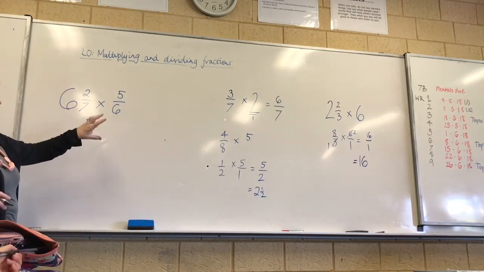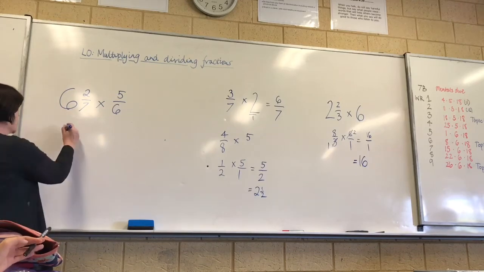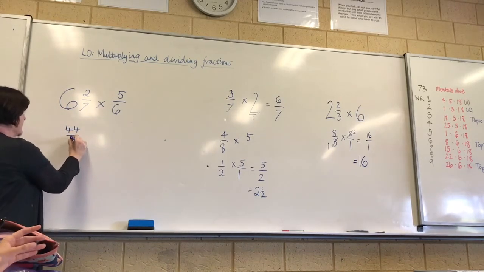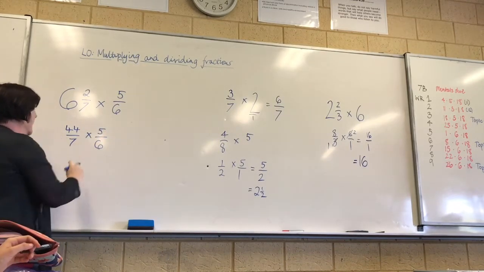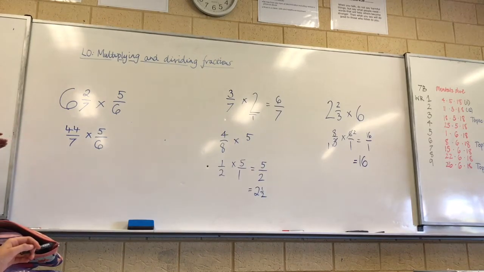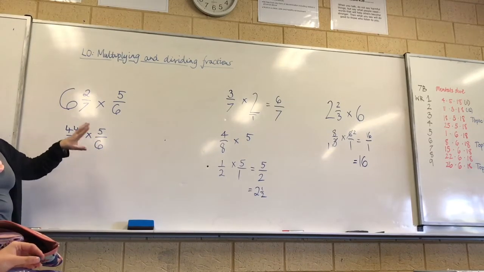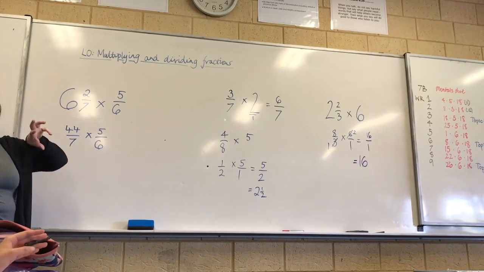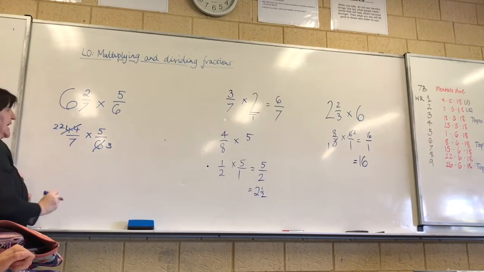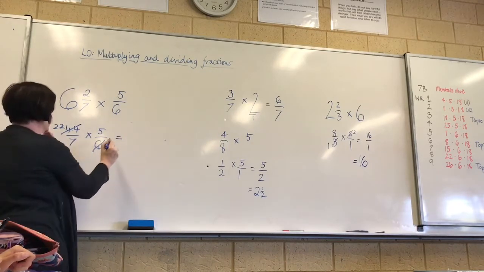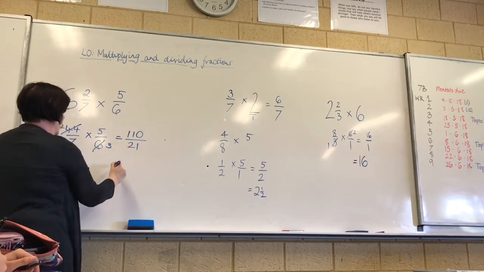So, again, first thing you need to do is change this one into an improper fraction. So that will be 44/7. And then obviously the second one can stay as 5/6. Now, you can cross cancel, but it's not going to end up with a 1, but you can reduce it somewhat by dividing both of them by 2. So that one could become 22 and that one will become 3. Okay, and then we do 22 times 5, which is 110 over 21.